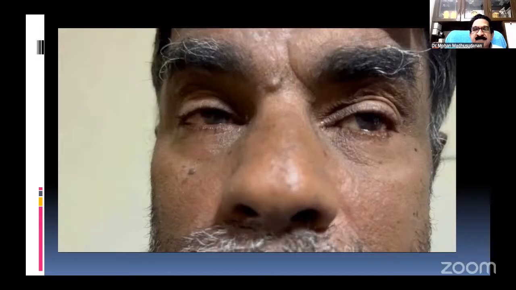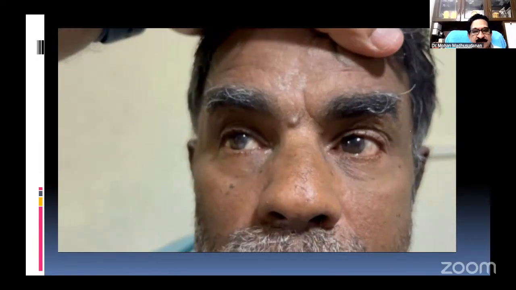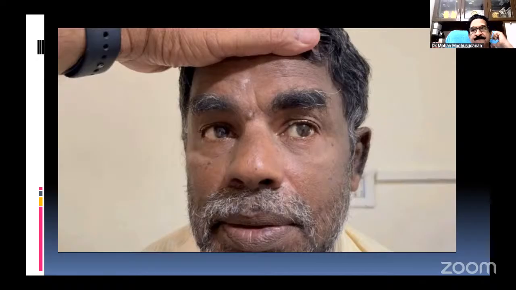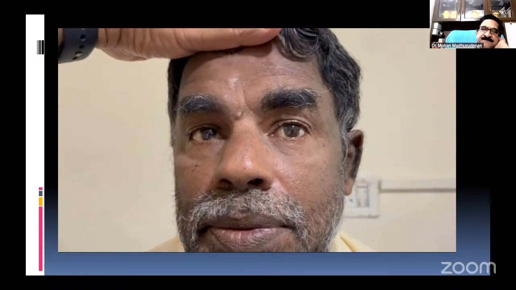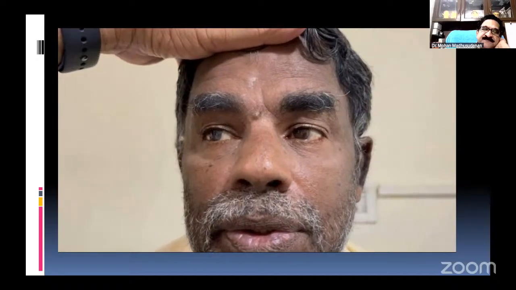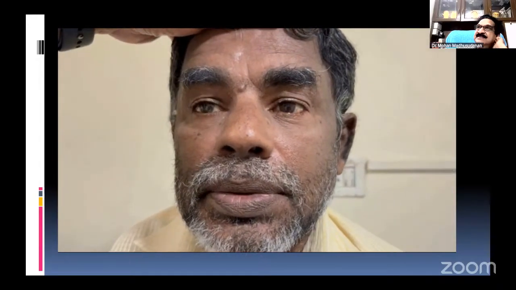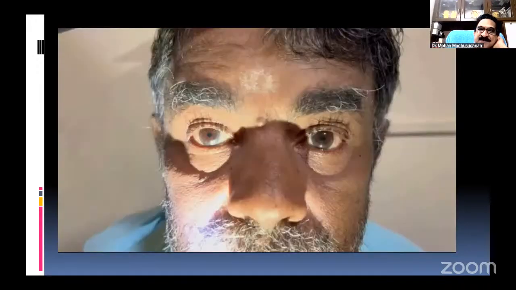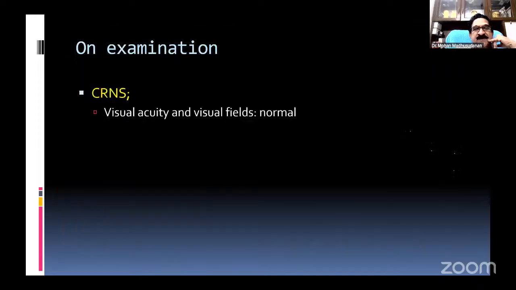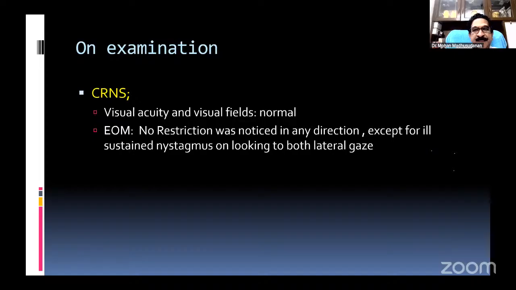Then ask him to say whether 1 or 2. He tells 1. Said single. See, in all directions he is telling 1 only, but he complains of diplopia. Okay, cranial examination. Visual acuity and visual field are normal. No restriction of movement was noticed in any direction except for ill-sustained nystagmus looking to both lateral gazes. Rest of the cranial examination is normal.